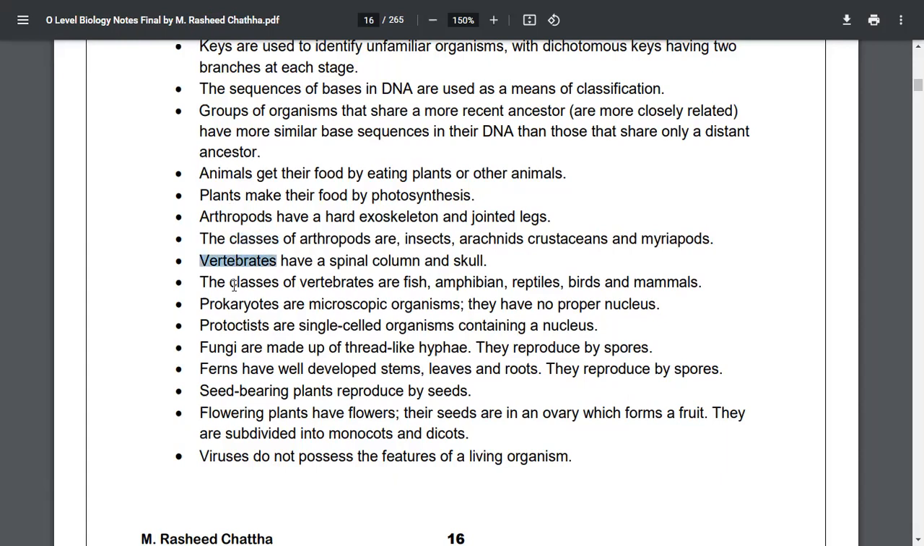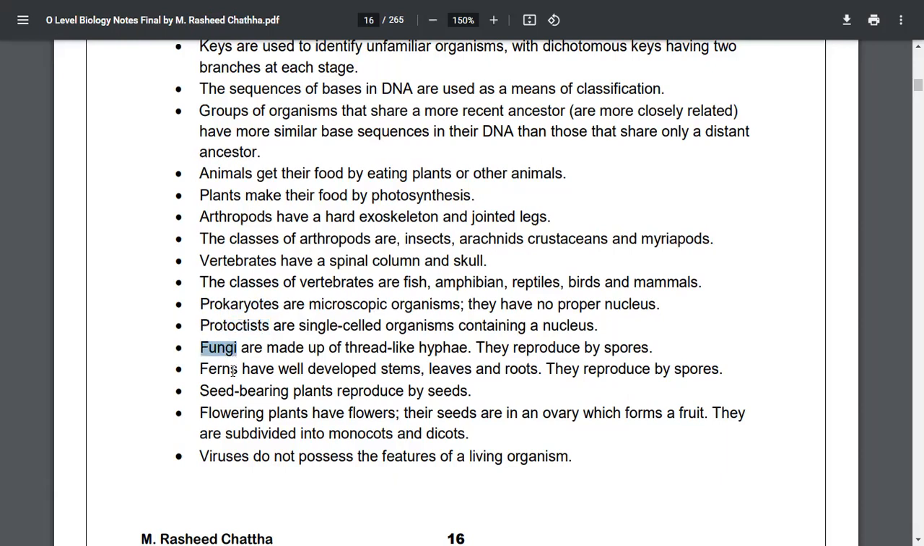Vertebrates have a spinal cord, spinal column, and skull. The classes of vertebrates are fish, amphibians, reptiles, birds, and mammals. Prokaryotes are microscopic organisms. They have no proper nucleus. And protists are single-celled organisms containing a nucleus.